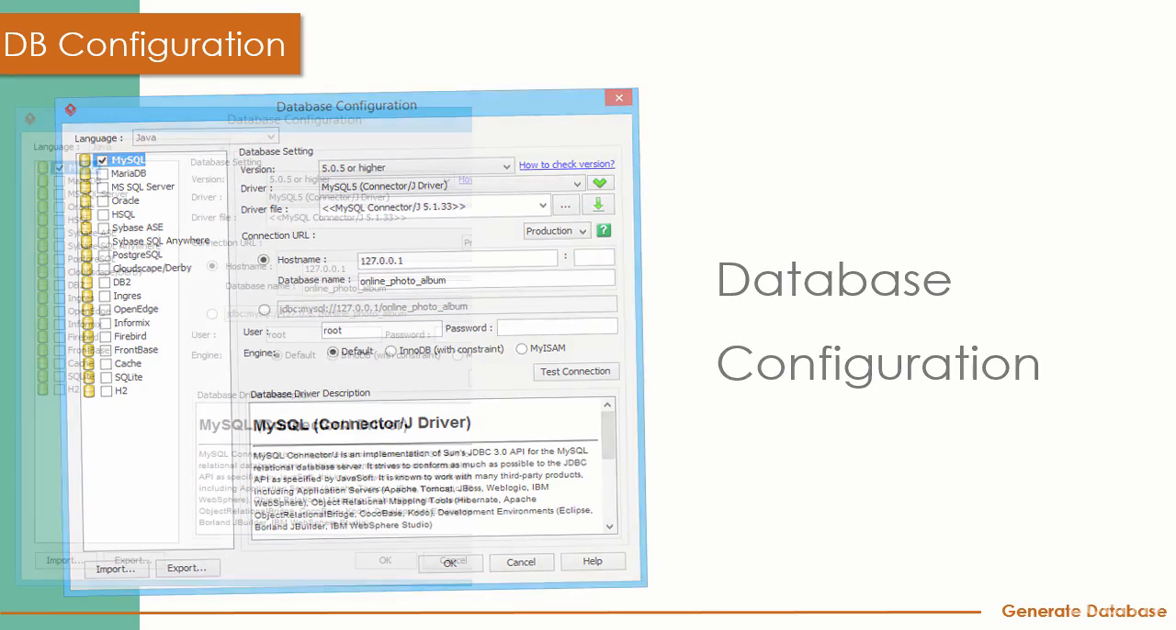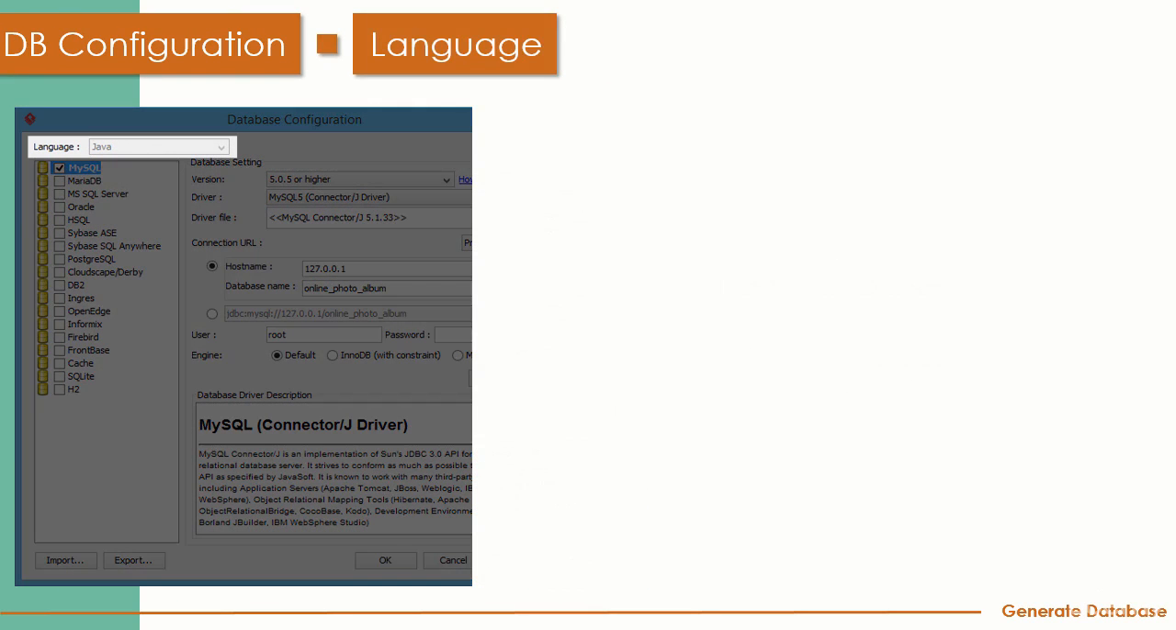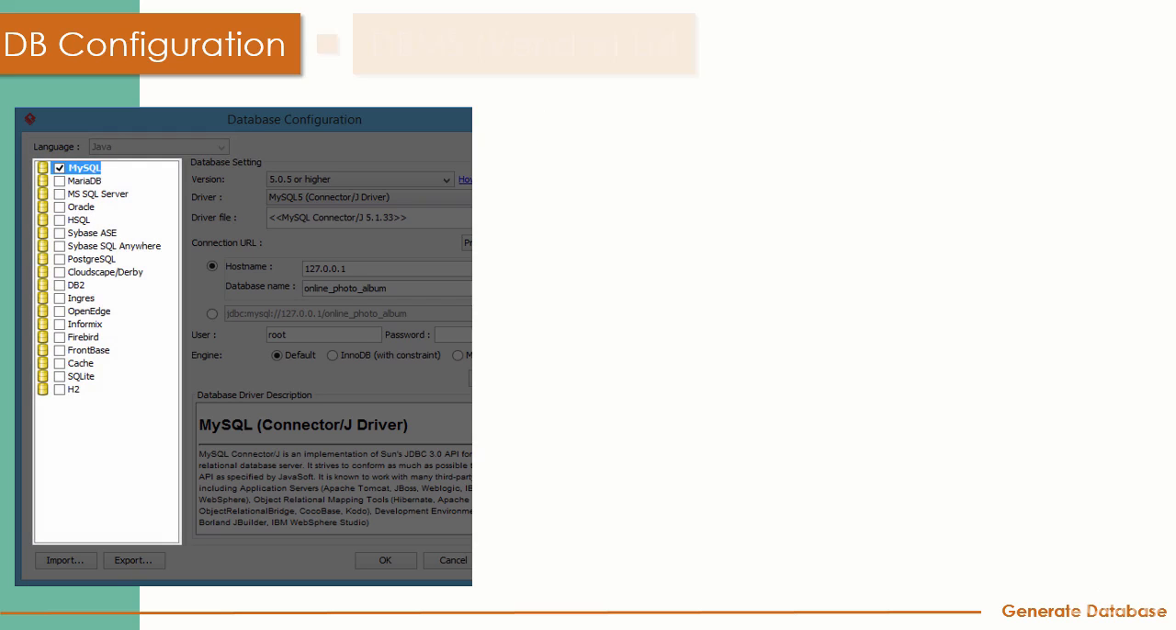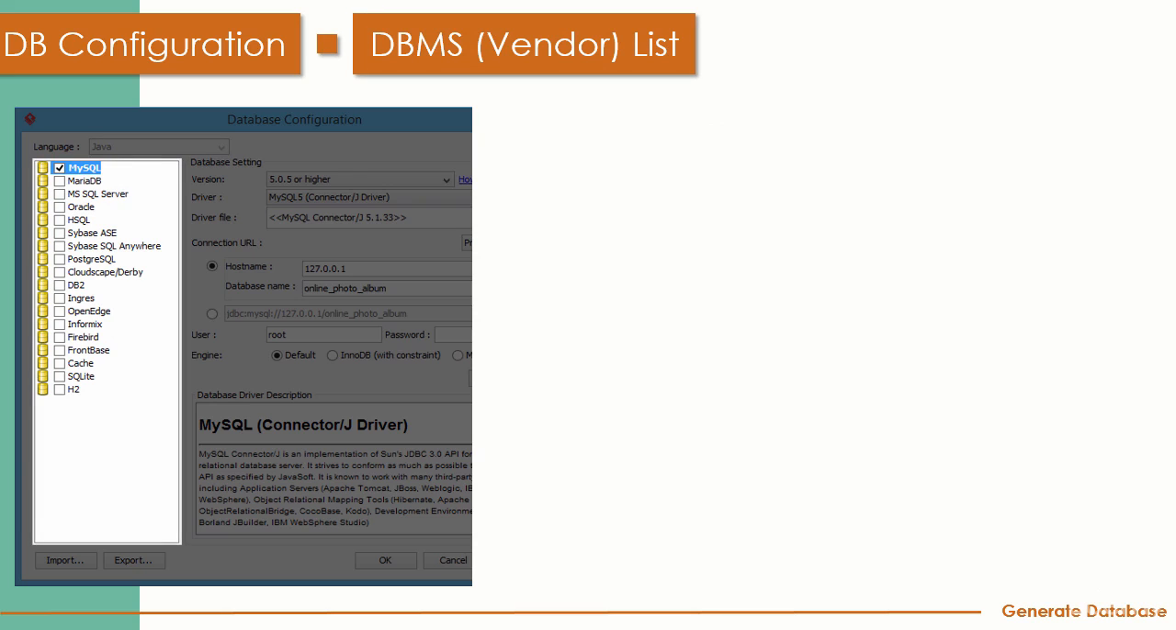Database configuration. We'll move on to talk about how to configure the database. The first thing you see in the database configuration is the language. Again, it is exclusive for you to generate the Hibernate. If you're not going to generate the code, and you just generate the database in Visual Paradigm, just leave it as Java. And then you see a list of database vendors on the left hand side.